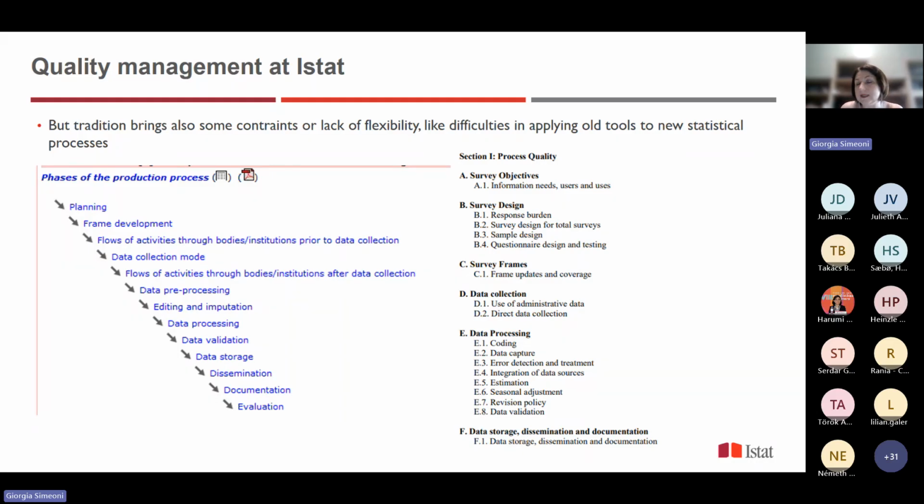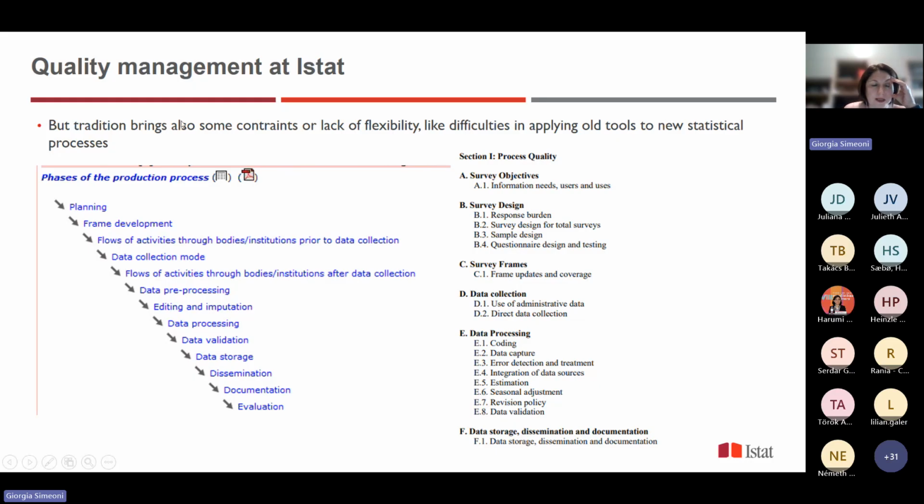The metadata system we had was developed considering surveys. We have a not very fixed set of phases of the production process, and we cannot describe well innovative processes that can have different workflows for different variables, for example.